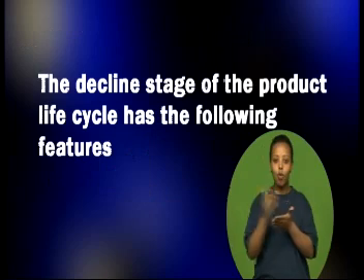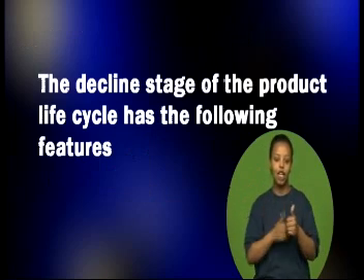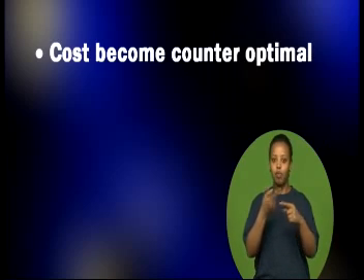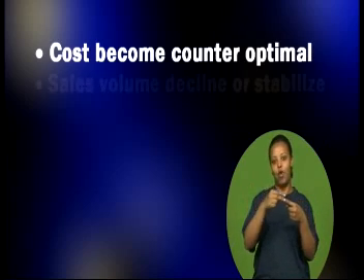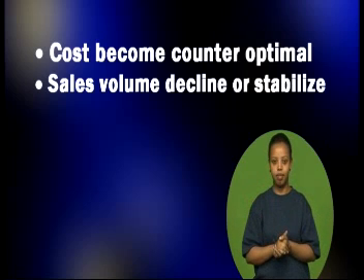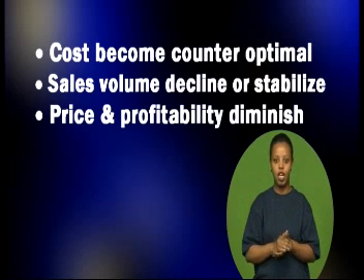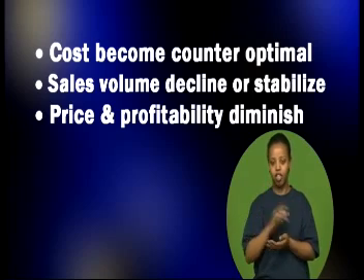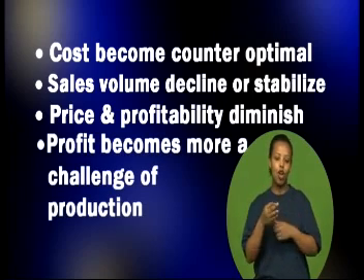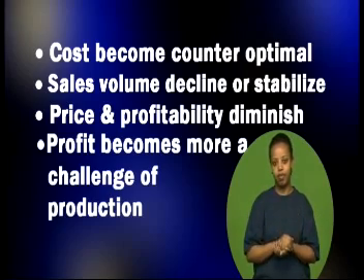The decline stage of the product life cycle has the following features. Cost becomes counter-optimal. Sales volume declines or stabilizes. Price and profitability diminish. Profit becomes challenge of production.